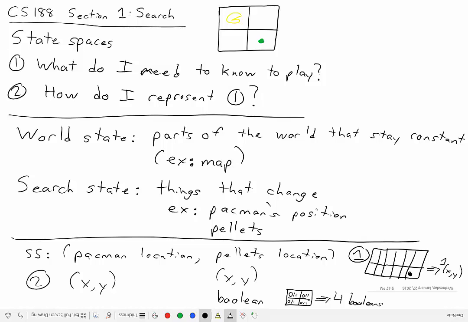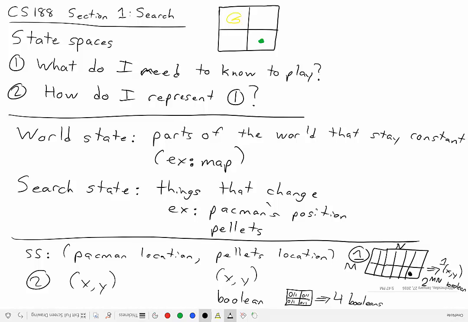if I call this an M by N grid, and I need a Boolean for each position, because the pellet could be anywhere, so I need to be able to encode that, then I would have 2 to the mn as the size of my state space. So that'd be for Boolean.